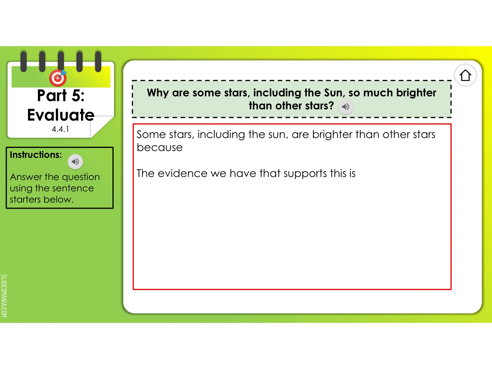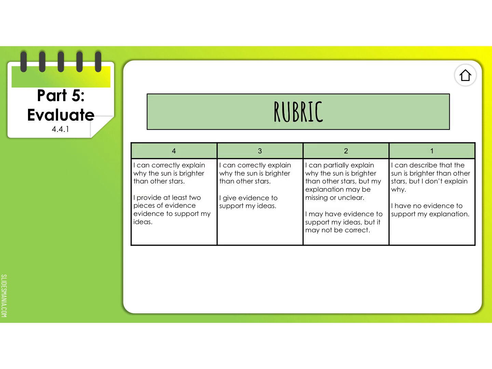The first part: some stars, including the sun, are brighter than other stars because, and you're going to type in your answer there. And then the second part is the evidence we have that supports this. In other words, how do I know this is, and then you'll type that answer in. As always, there is a rubric on the next page.